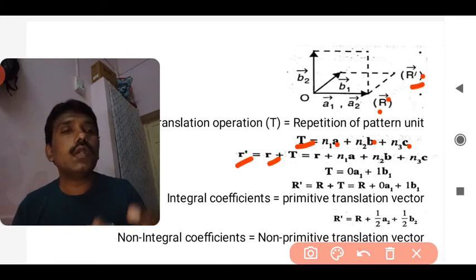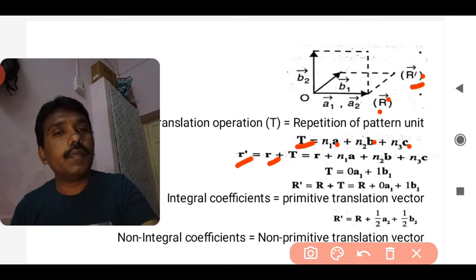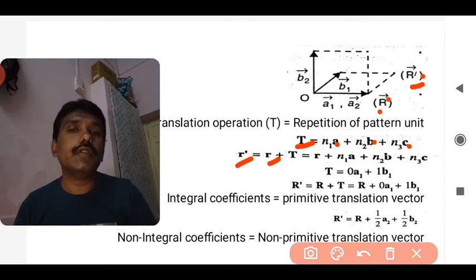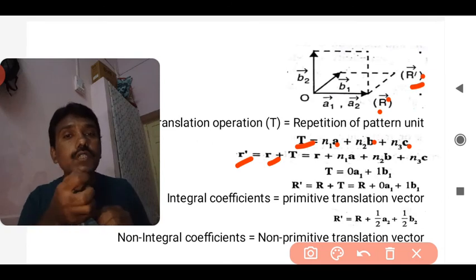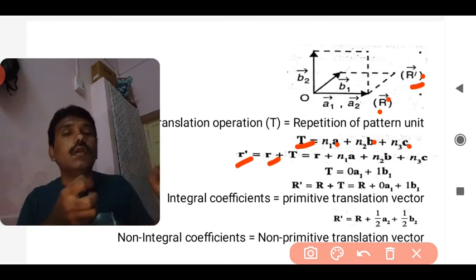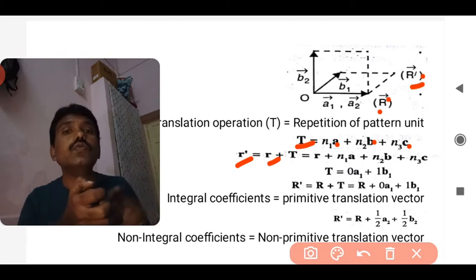So this is how r dash is formed with r; that is, r dash is the output of r plus whatever the translation vector is. Now how does it come to be a vector? From the origin point to a, along the x-axis, the first point, that distance, magnitude and direction gives you the vector, and that's why it is called a vector.